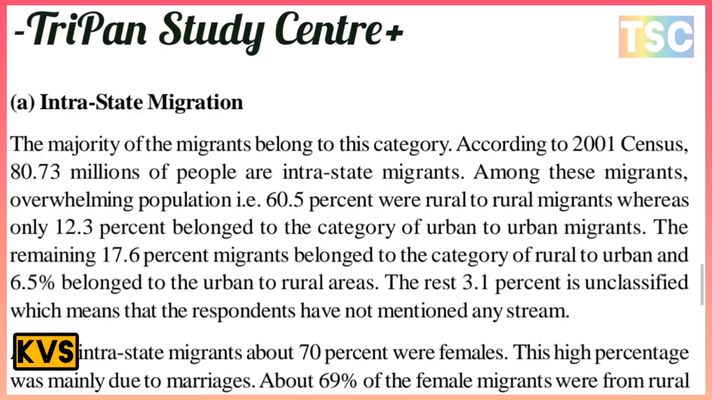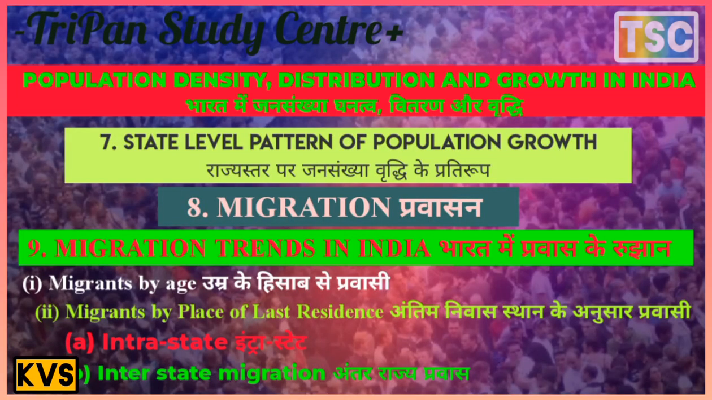According to the 2001 census, 80.73 million people are intrastate migrants. Among these migrants, an overwhelming 60.5% were rural to rural migrants, whereas only 12.3% belong to the category of urban to urban migrants. The remaining 17.6% belong to the category of rural to urban, and 6.5% belong to urban to rural. The rest 3.1% is unclassified, which means the respondent has not mentioned any stream.